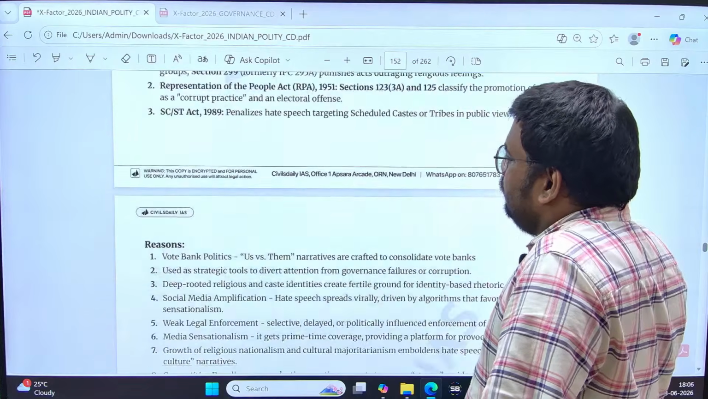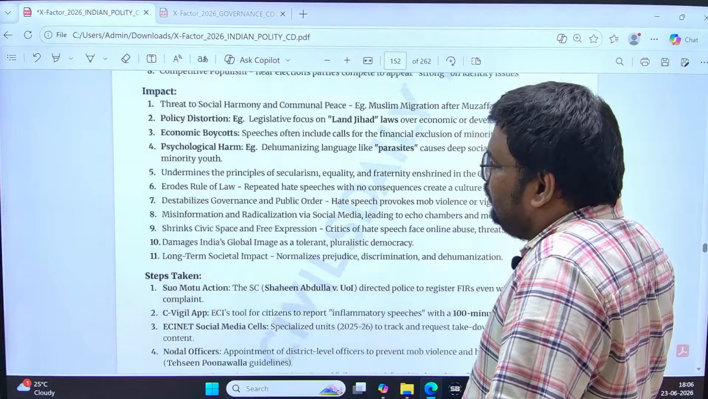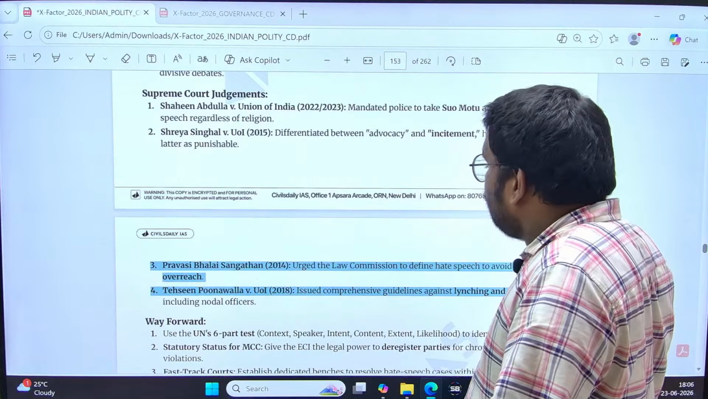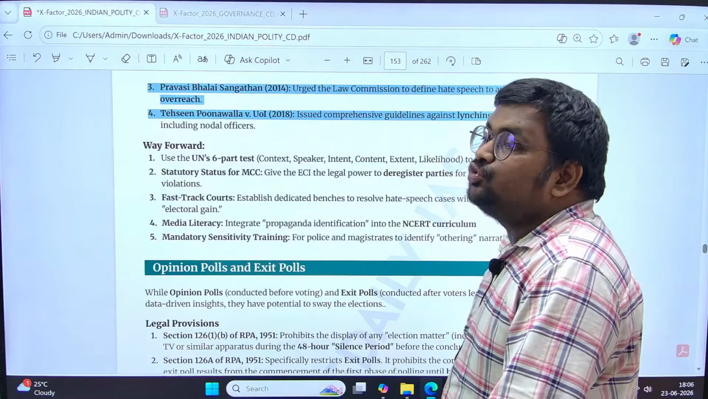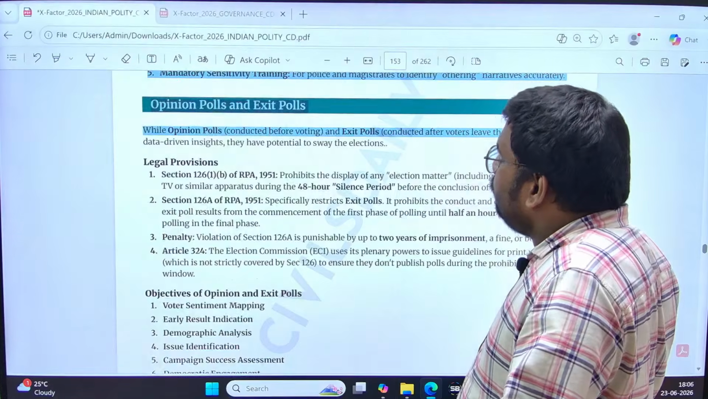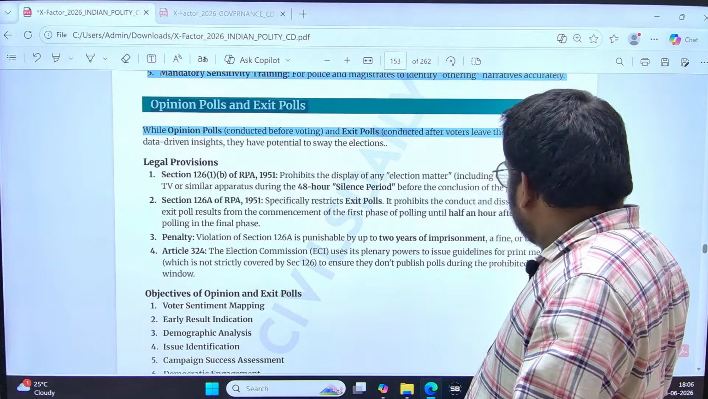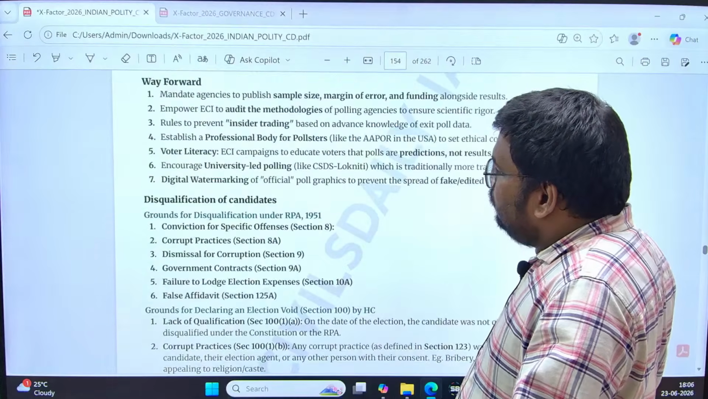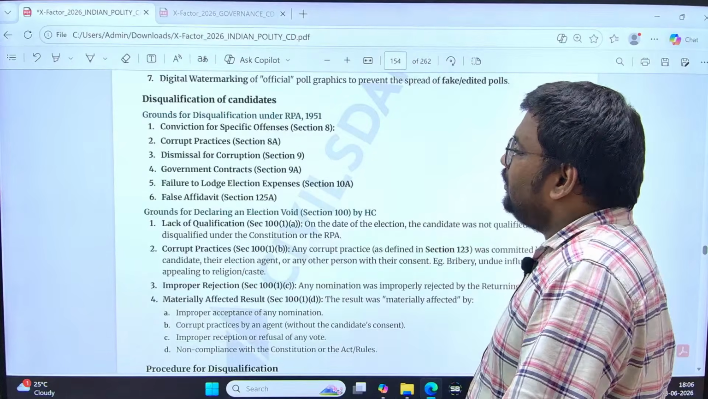ठीक है. Legal provisions, reasons, impact, steps taken by government, Supreme Court judgments, way forward. ठीक है. इसके बियॉन्ड वो पूछेंगे ही नहीं. Opinion poll, exit polls. Again, before 2018 they had asked one question. So objective of it, issues, way forward. Then disqualification of the candidates.